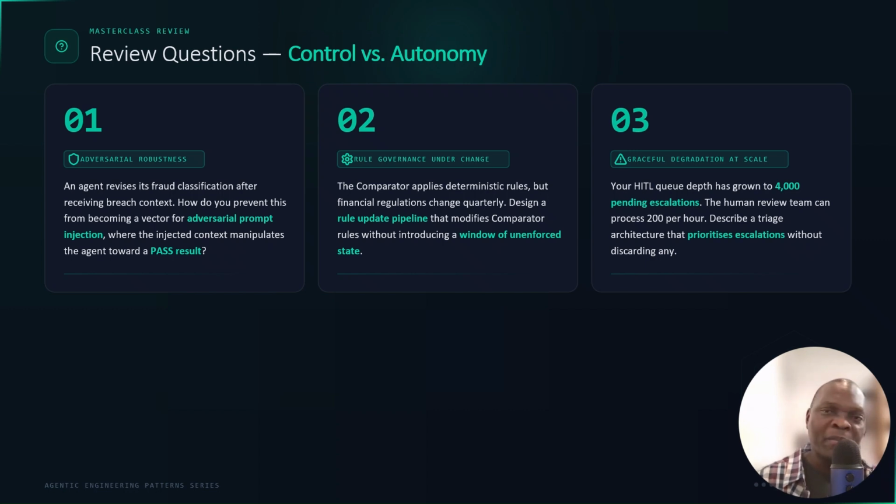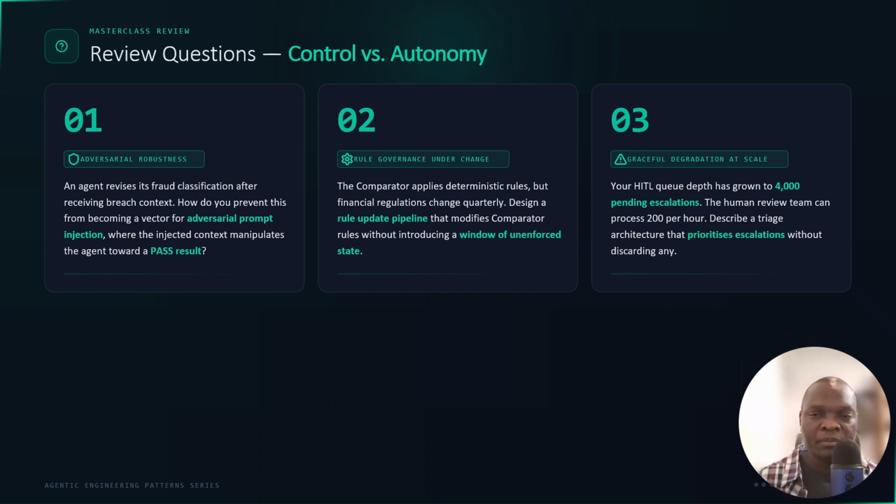Thanks, Gemini. Again, remember, Gemini's answer is not one single rigid answer. You feel free to explore, come up with your own answer or response, grounded within our lecture concepts and also your experience as well. Let's go to question number 3, the final question. This is on graceful degradation at scale. Your HITL, your human in the loop queue, depth has grown to 4,000 pending escalations. The human review team can process 200 per hour. Describe a triage architecture that prioritizes escalation without discarding any. Proceed, Gemini.